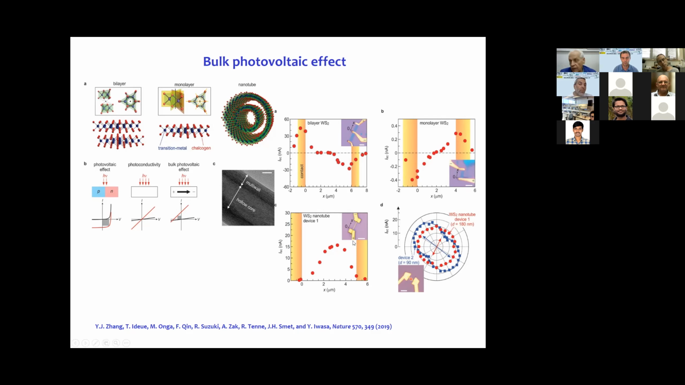And this is quite a remarkable work that showed that one can get a relatively high bulk photovoltaic effect in nanotubes, not in plates, not in single layers of tungsten disulfide. Let me go to another work.